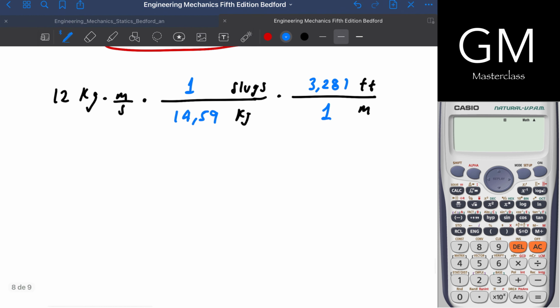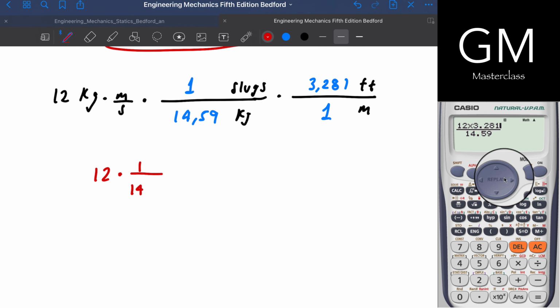Now I gotta write down that on the calculator, which is 12 multiplied by, or I can just write this, 14.59 multiplied by 3.281. Why do I do this kind of notation on the calculator? Because this is principally 12 times 1 divided by 14.59 times 3.281 divided by 1.